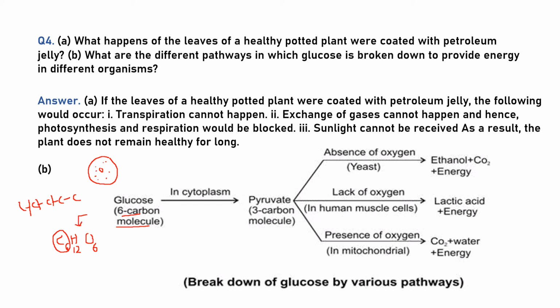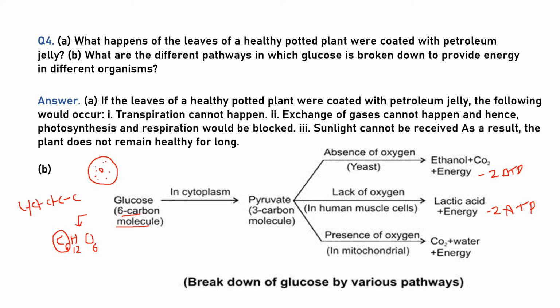In absence of oxygen, yeast will produce ethanol, carbon dioxide and energy. And in lack of oxygen, human cells will give lactic acid and energy. How much energy over here? 2 ATP, right? And how much energy over here? Same, 2 ATP. Clear? Okay. And what happened?